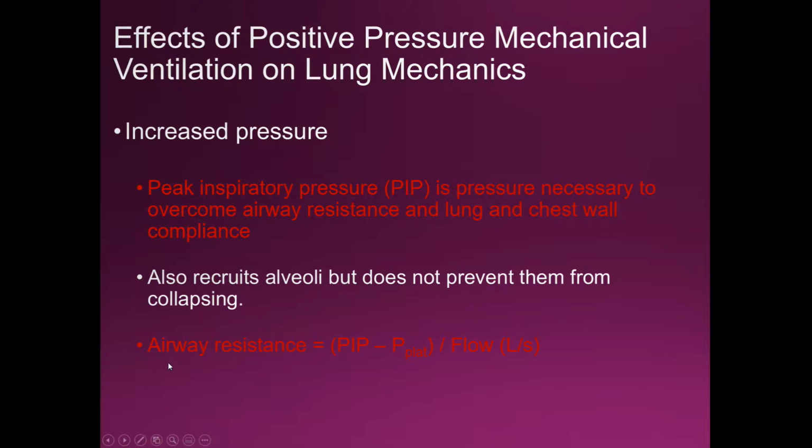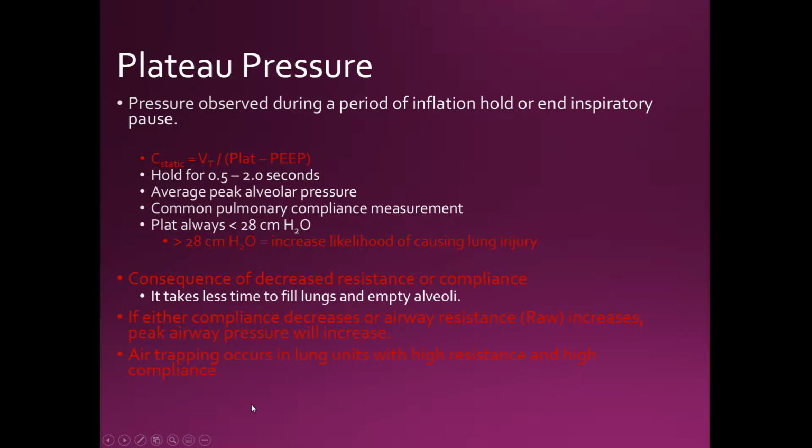And then here's the airway resistance formula. You have PIP minus plateau divided by the flow. And again, in this particular formula, flow is in liters per second. All right. So if you have the inspiratory hold and expiratory hold, our inspiratory hold will give us our static compliance. Static compliance is found by tidal volume divided by your plateau minus your PEEP.